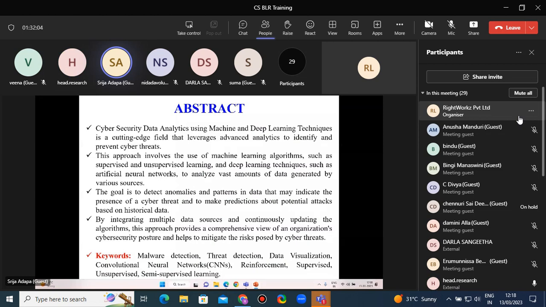These are some of the keywords used in our project: malware detection, threat detection, data visualization, convolutional neural networks, reinforcement, supervised and unsupervised, and semi-supervised learning.